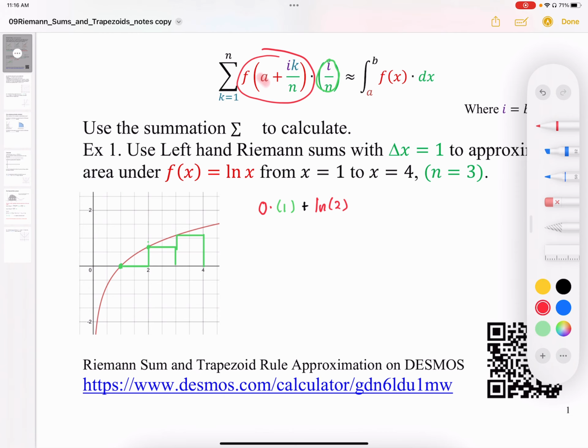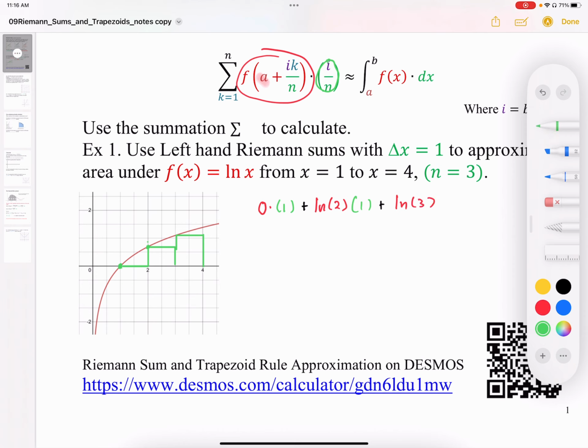times the interval width, which is 1, plus the height when n is equal to 3. So in this case here, the height is going to be at log 3. And the interval width again is going to be 1. Okay, so summing this all up, we're going to end up with 0 plus log 2 plus log 3. That becomes log 6. And then we can calculate that area to be approximately 1.79.